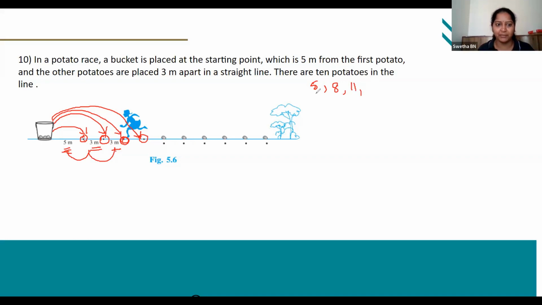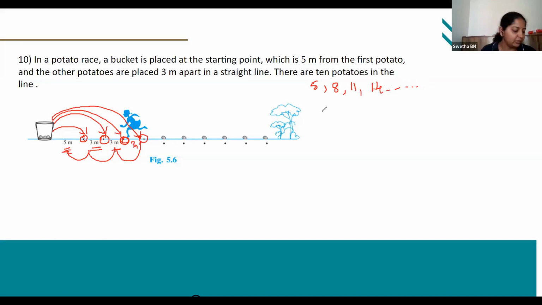The first is 5 meters and you have to add 3, right? So for the second potato, she has to run 5 plus 3. That is 8. For the third potato, 5 plus 3 plus 3. For the fourth potato, she has to run 5 plus 3 plus 3 plus 3. Right? How much is it? That is 14.